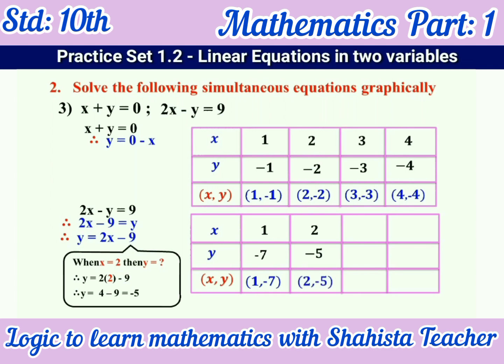Now the third one. If x is equal to 3, then y is equal to what? Again we are going to find the value of y. Here y is equal to 2x minus 9. In the place of x we will put 3, minus 9. 2 3s are 6, minus 9. 6 minus 9 is minus 3. The greater number's sign is minus. So x is 3 and y is minus 3. Here we will put 3 comma minus 3.